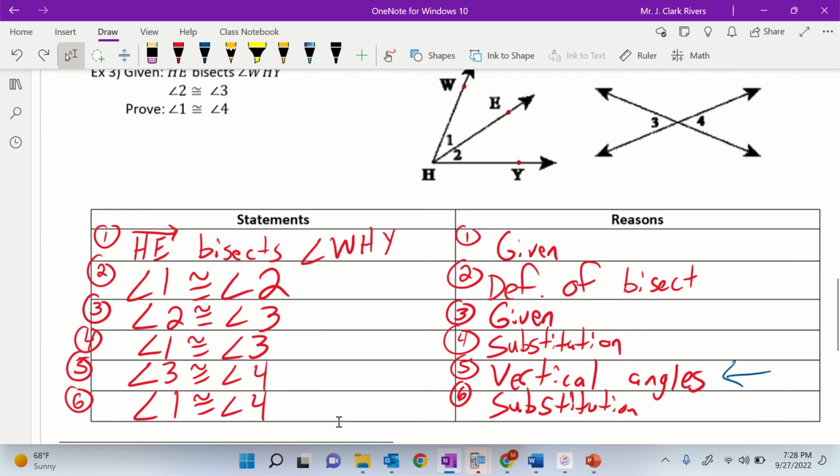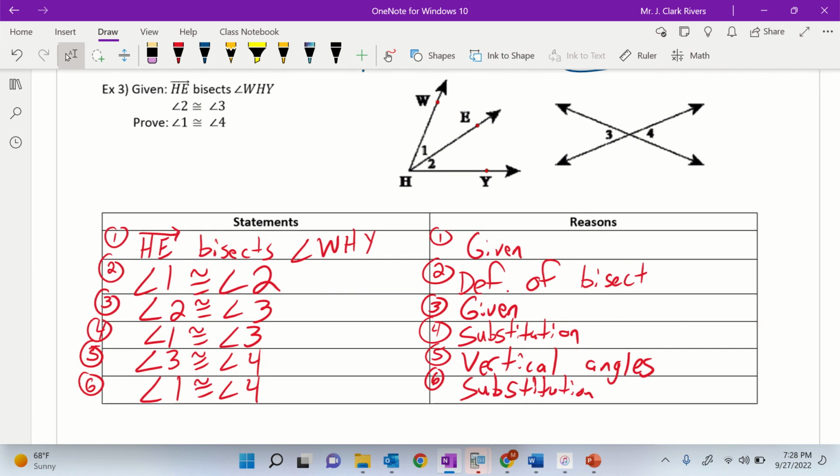A lot of kids, this happens every single year, try to take out this step right here. They list 1 is congruent to 2. They list 2 is congruent to 3. They list 3 is congruent to 4 by vertical angles. And then they tell me 1 is congruent to 4 by substitution. So don't do that. You're leapfrogging over this fourth statement.